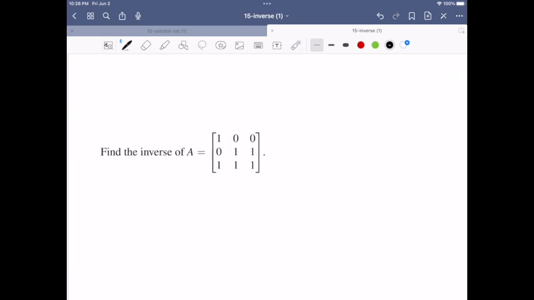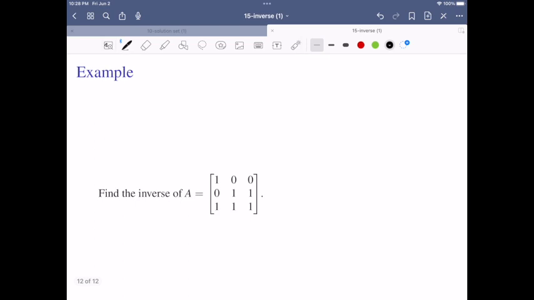Alright, now let's look at the following question. Find the inverse matrix of A. Now maybe I want to add one more question. Is the linear transformation T given by A onto, and is the linear transformation one to one?